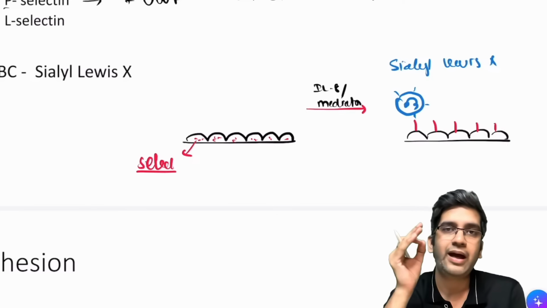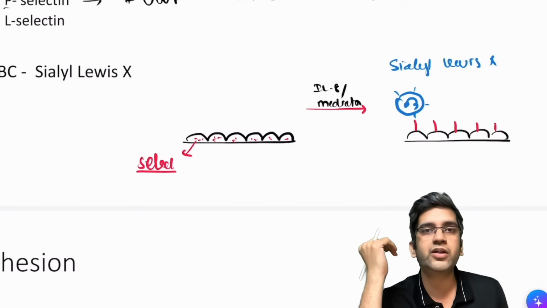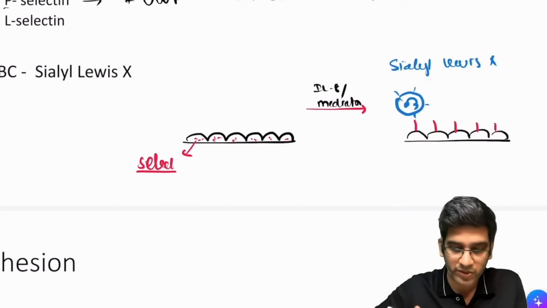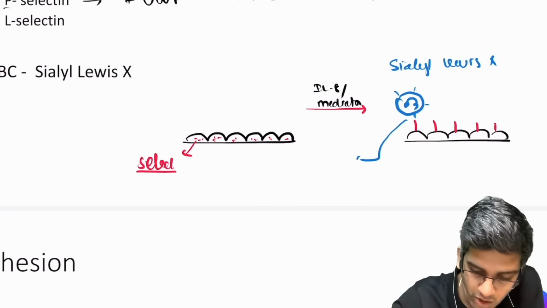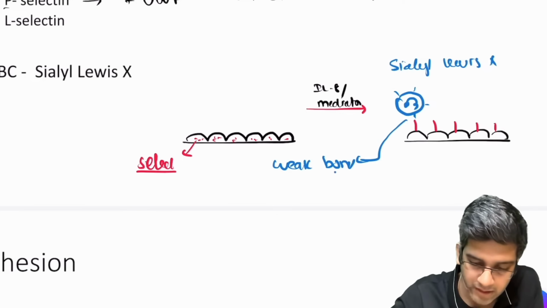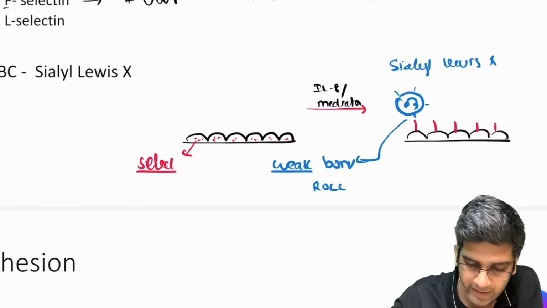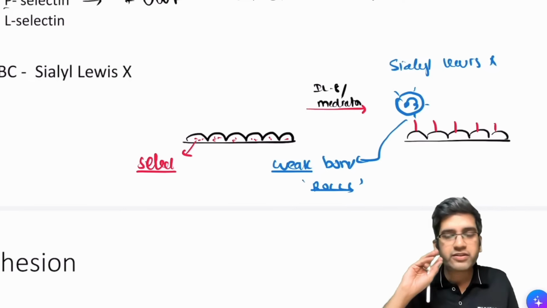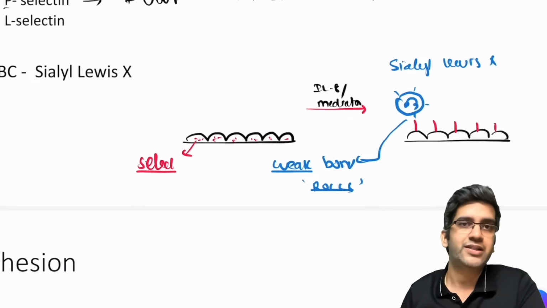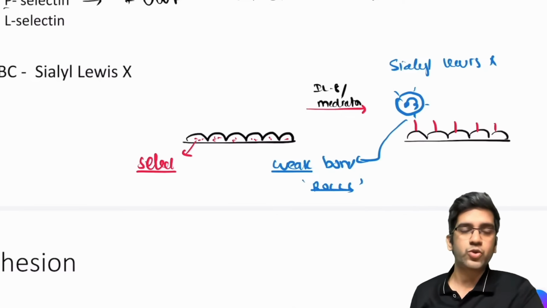Normally it's inactive. After interleukin 8 or after the mediators of inflammation, it becomes active and binds to Cellular X. You can write that this bond is a weak bond. Since it's a weak bond, it rolls on the endothelium. The blood flow pushes it and it rolls on the endothelium. That's simple about the first step of inflammation, which is rolling.